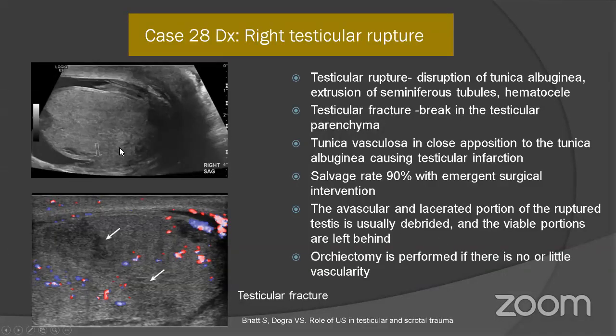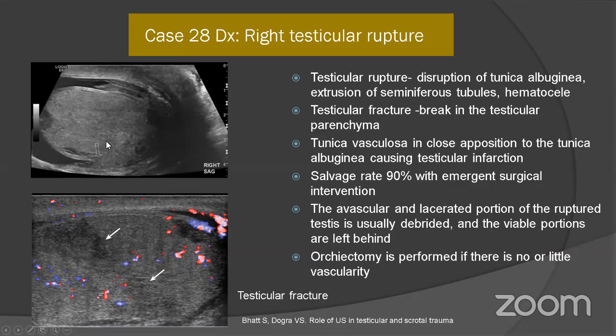A case of testicular rupture defined by disruption of the tunica albuginea with extrusion of the testicular seminiferous tubules. And basically the tunica vasculosa, which supplies blood to the testicle, is in close apposition to the albuginea, and that gets disrupted and results in testicular infarction. And you need to intervene emergently. If you do so, you can salvage 90% of these cases. But if you leave that, you will probably lose the testicle.